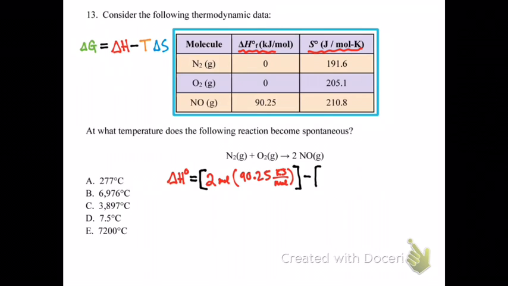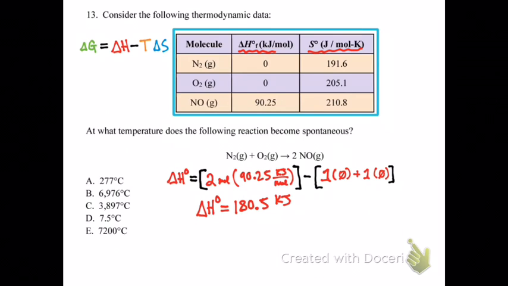So our reactants, well, these are really exciting values that we've got here. We've got 1 mole of nitrogen, but its enthalpy of formation is 0. And we've got 1 mole of oxygen. Again, it's in its standard elemental state. So that means when it's all said and done, this whole thing totals 0. Neat. So our enthalpy change is 180.5 kilojoules. All right, we've got that part down.